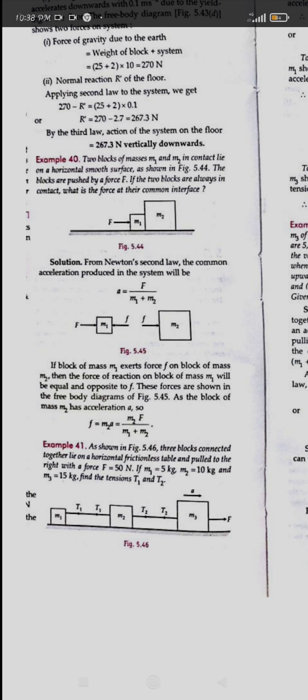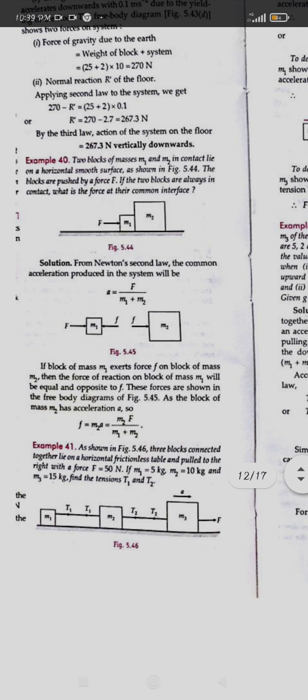So the block of mass m2 has an acceleration a, and the force is given as m2 into a, due to the mass m1. So we can say that the force on mass m2 due to the mass m1 is m2 into a, that is m2F upon m1 plus m2. The mass is taken as the mass of both the objects, because they are kept in contact with each other, since it is written that the blocks are always in contact. Then what is the force at their common interface? The force is due to m1, but it acts only on m2, that's why it is m2a.